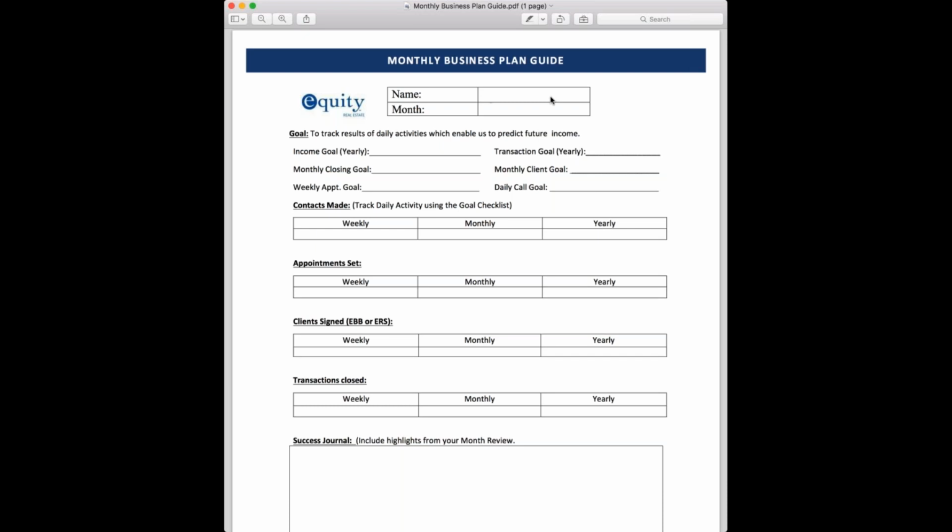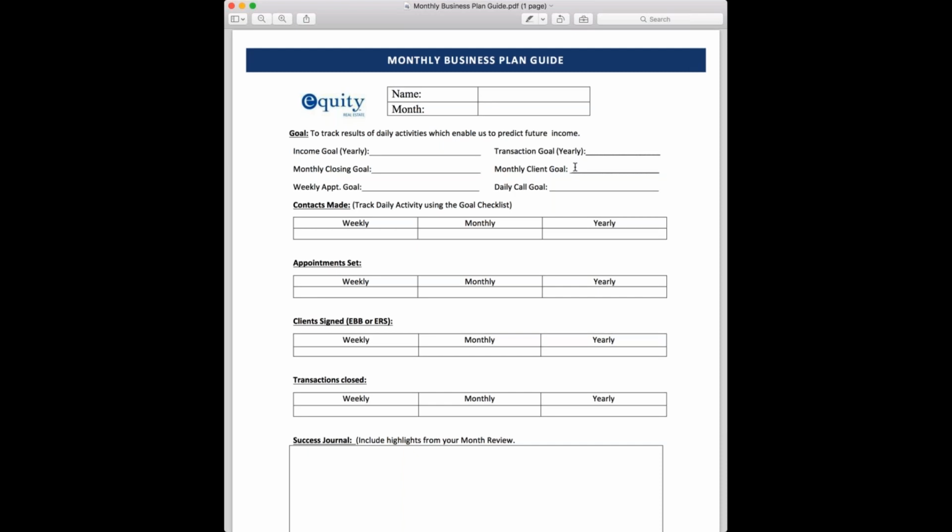So I've got my name up here. Let's say I'm starting in August. I'm going to have a plan for August. I want to make $100,000 a year in income. That means I'm going to have about 24 transactions a year. We have a little bit smaller houses in the Ogden area. They're not $300,000 or $400,000, they're 150 or something. So I'm going to need to do about 24 transactions to hit my income goal. That means I'm going to be doing 2 transactions a month.